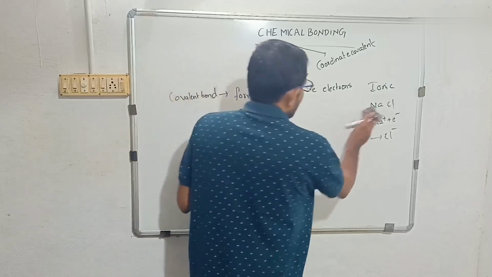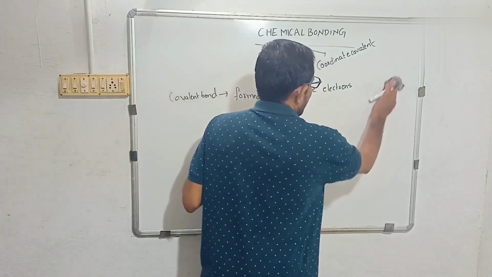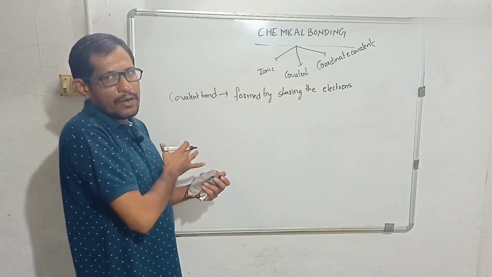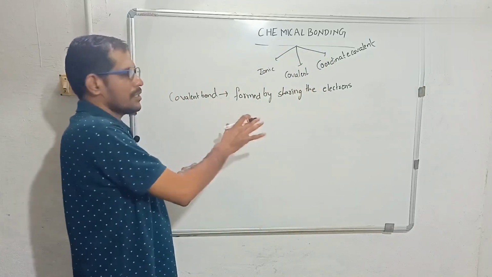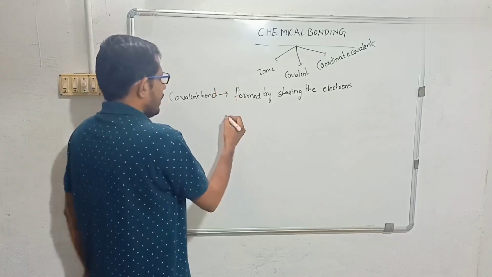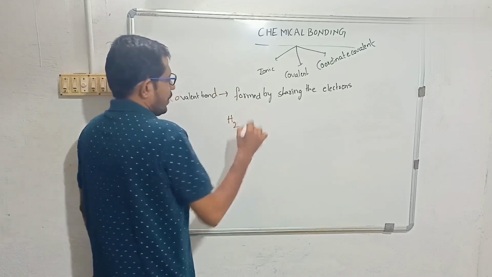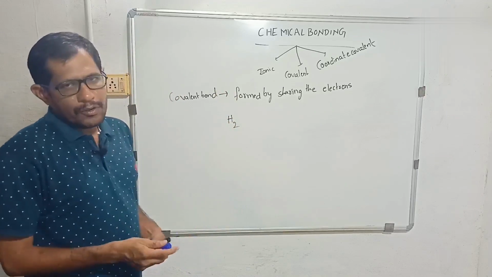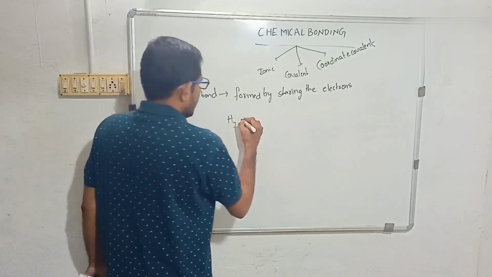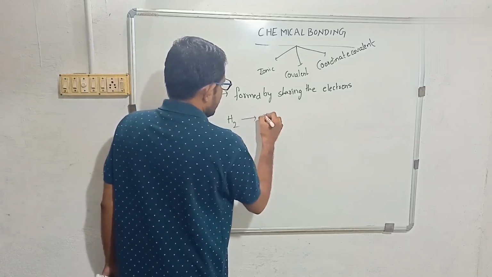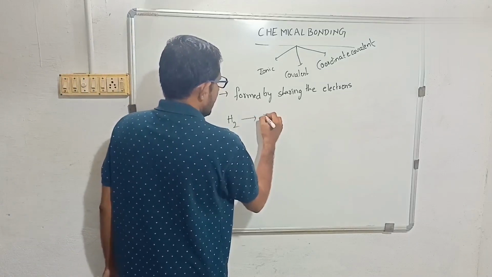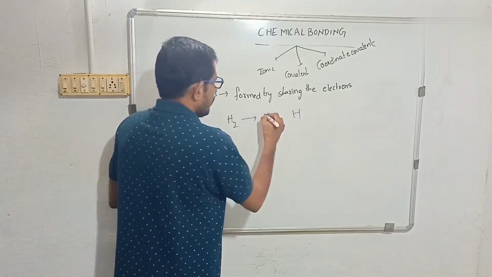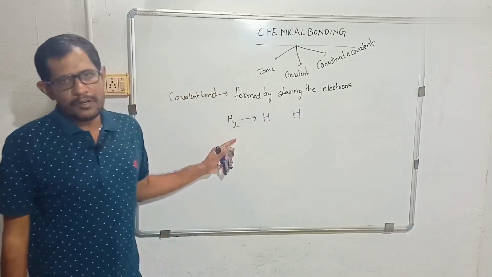Right? Now I will show you how the electrons will be shared in covalent bond. If you take the element hydrogen, what is the bonding present between the hydrogen atoms? That we will find now. If you take H2, how many hydrogen atoms are there? Two hydrogen atoms.